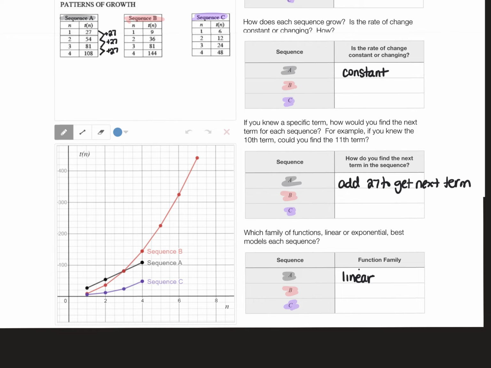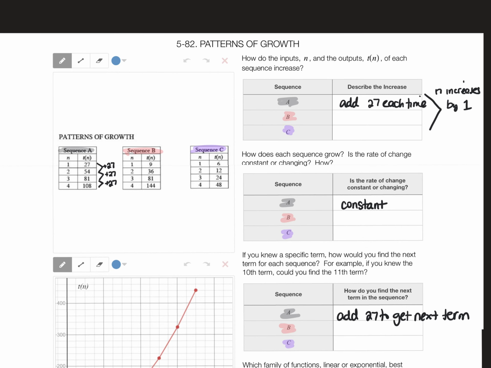All right, now let's go up and do the same thing for sequence B. All right, next up, sequence B. So let's start with adding, okay? So we look at it and we ask ourselves, we add a 9 to get 36, and that would be 27. What would we add to 36 to get 81? And that would be 45. And then what would I add to 81 to get 144? And that's 63. So I'm not adding the same number each time.